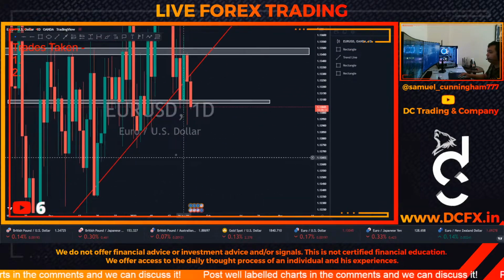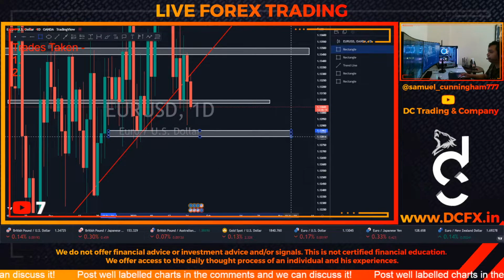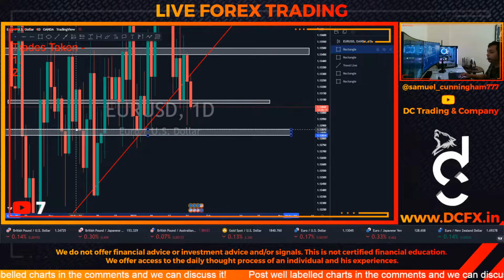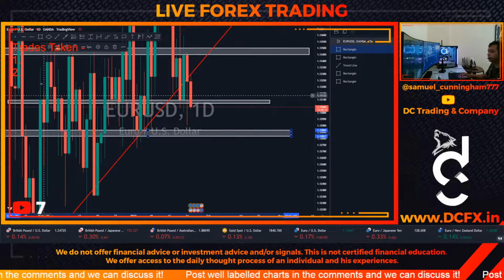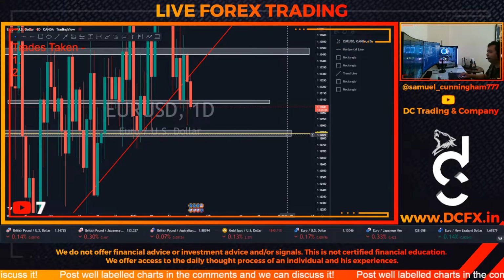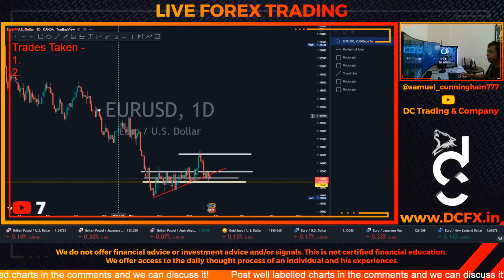But for Euro USD right now, we are breaking below the support right over here. I don't know what the SMC traders would call this level or whatever, but right over here I just call it my daily support that we're targeting.